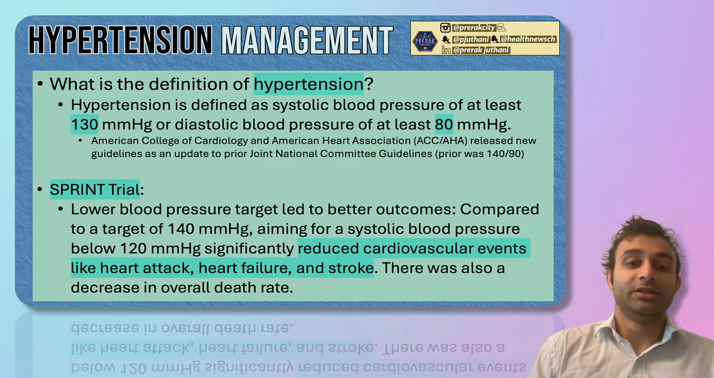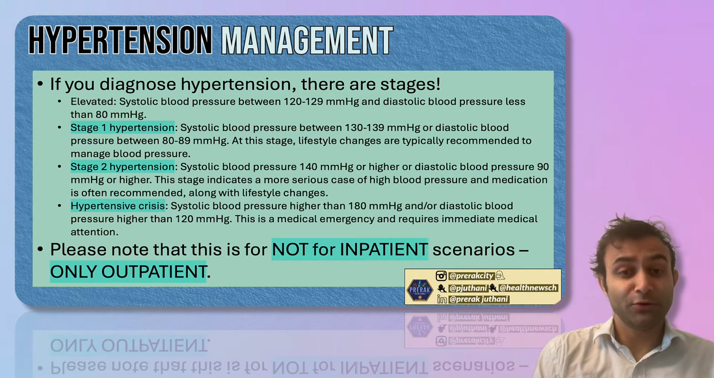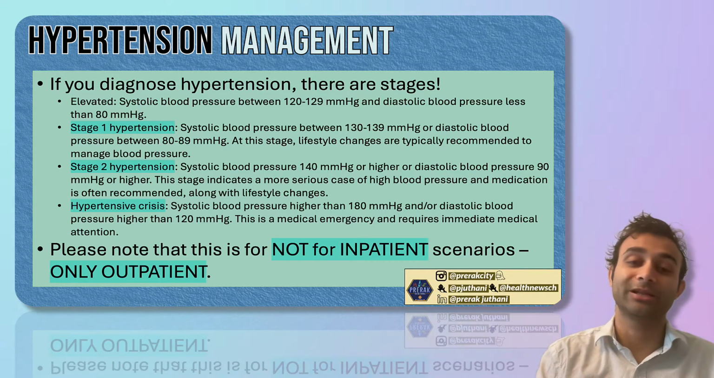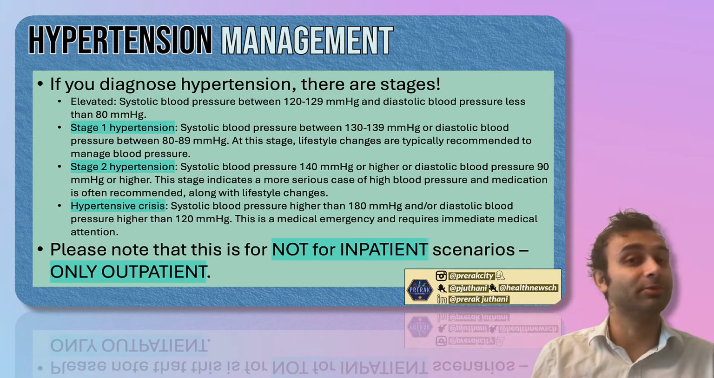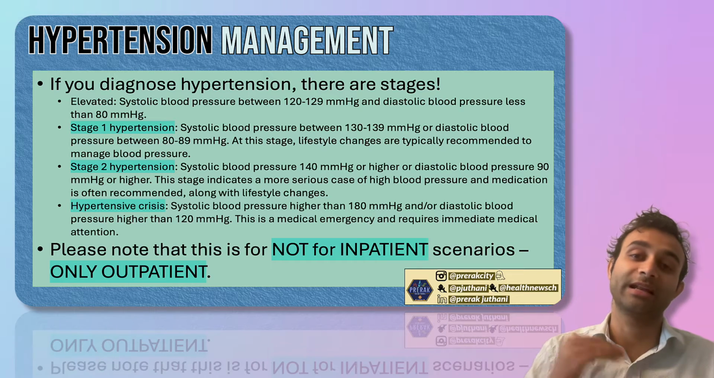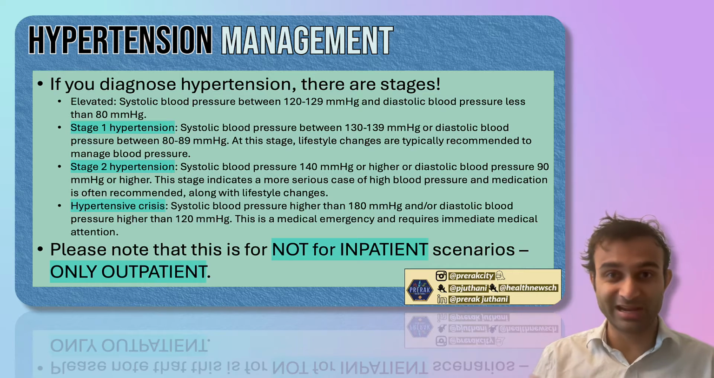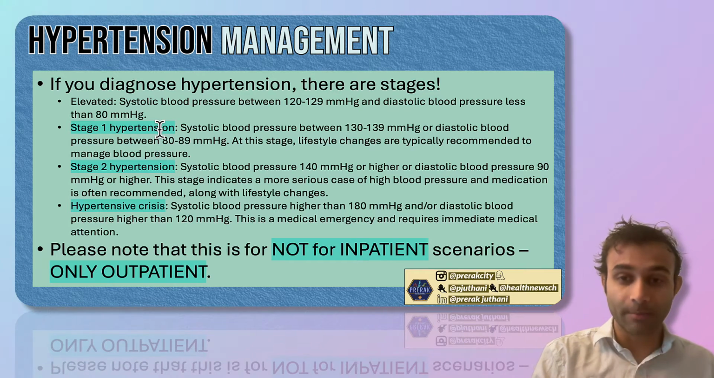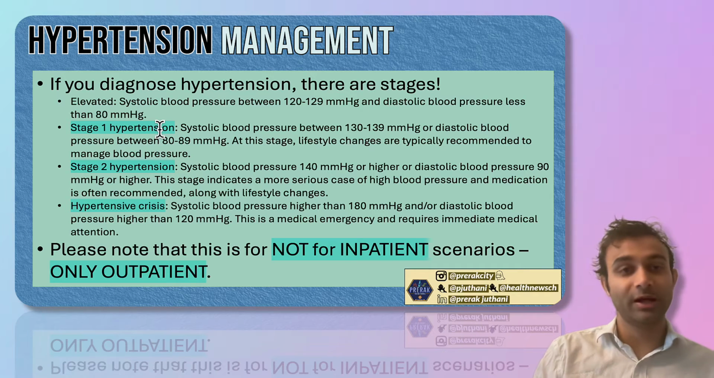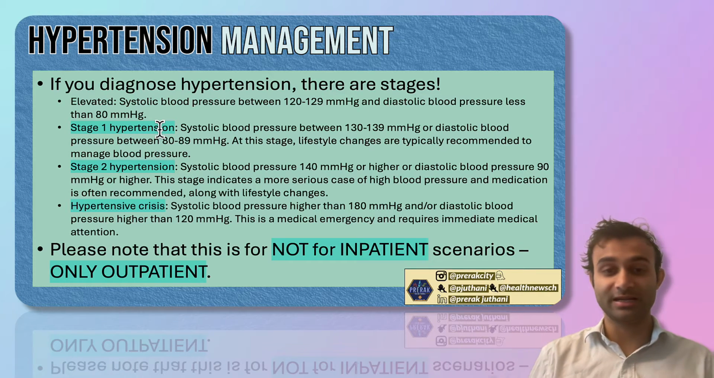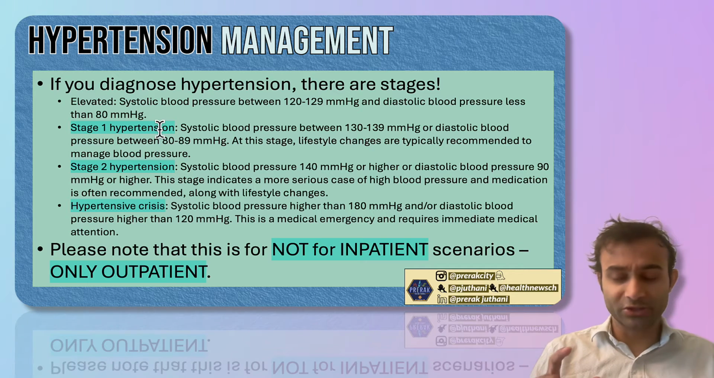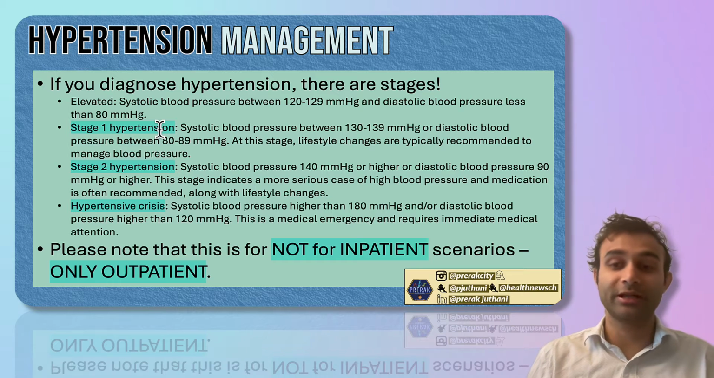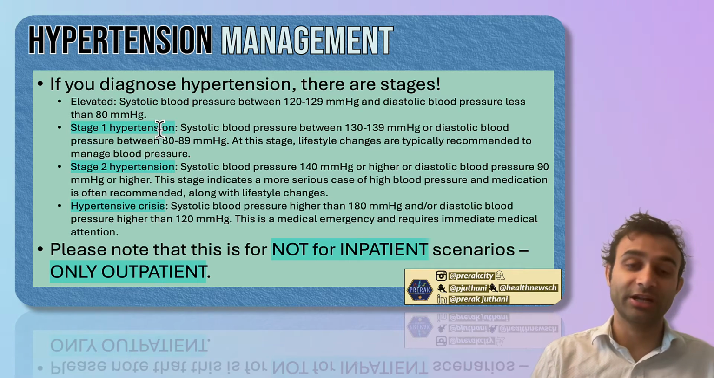Okay. So with that being said, if you do diagnose hypertension, there are stages, okay? And the stages of hypertension actually include just elevated blood pressure, which means a blood pressure above 120 or the second number above 80, but below 130 and 90 respectively. Stage 1 hypertension is defined as blood pressure that is above 130 for that first number or the diastolic blood pressure that's between 80 and 90, right? And so just like between 130 and 139 and 80 and 89, that's called stage 1 hypertension.